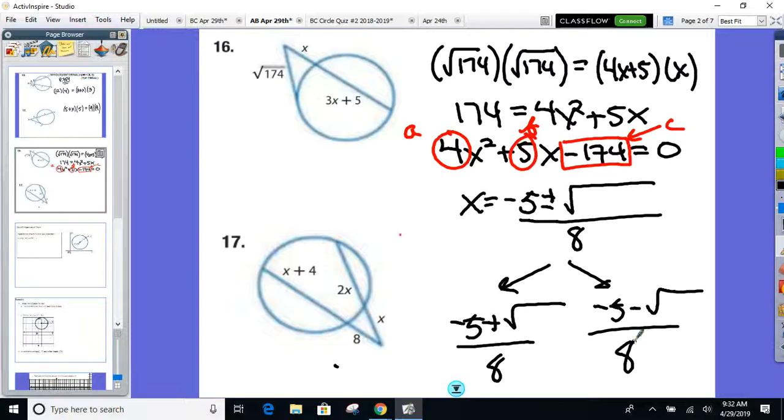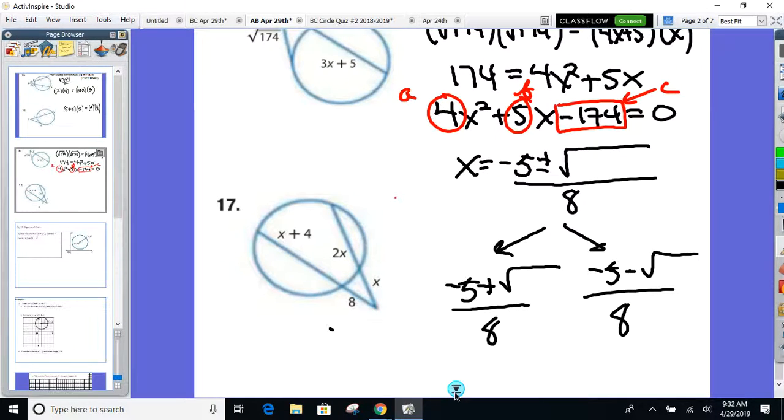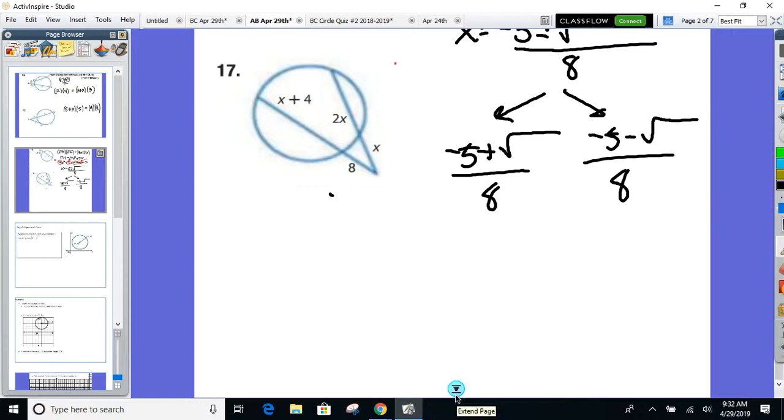We all good there? Something like this could certainly come up on Thursday's quiz 3, where you have to use the quadratic formula now that we've gone over a couple of them. And probably another one coming up here. All right, I'm going on to 17.